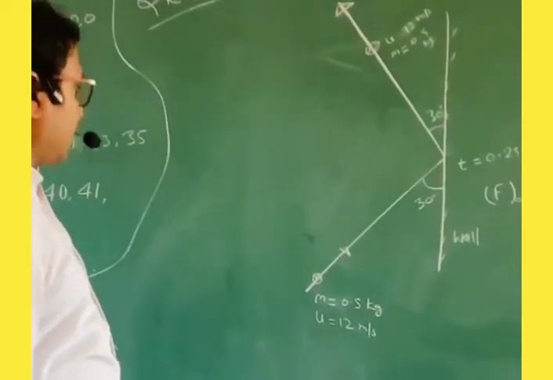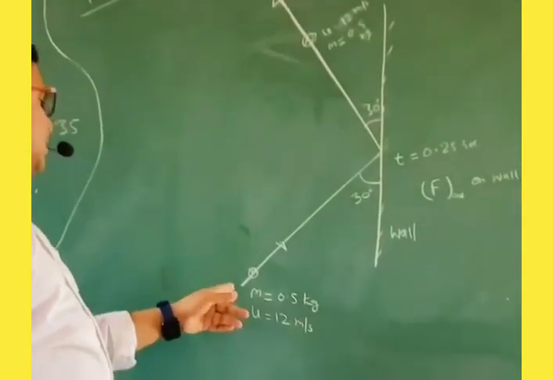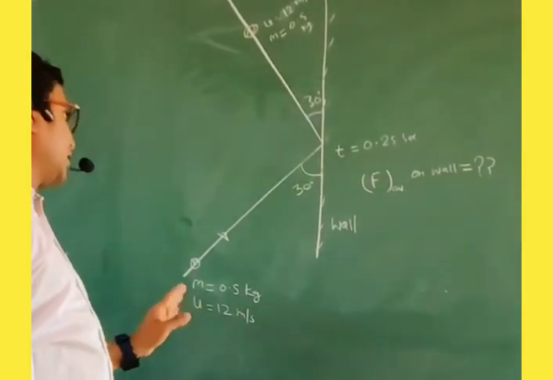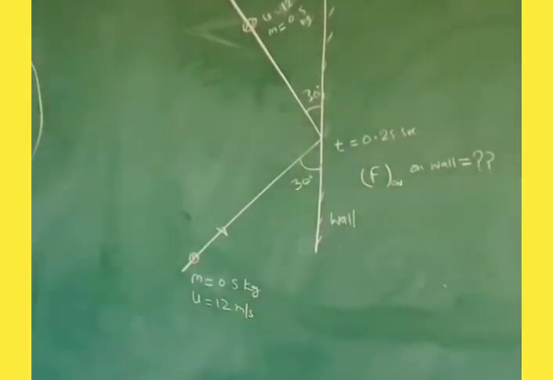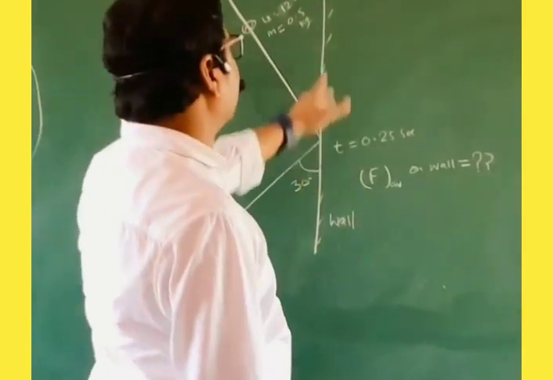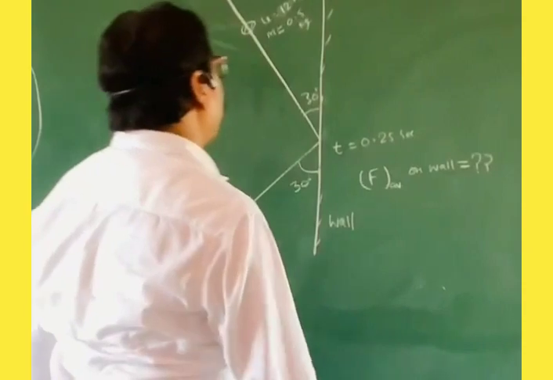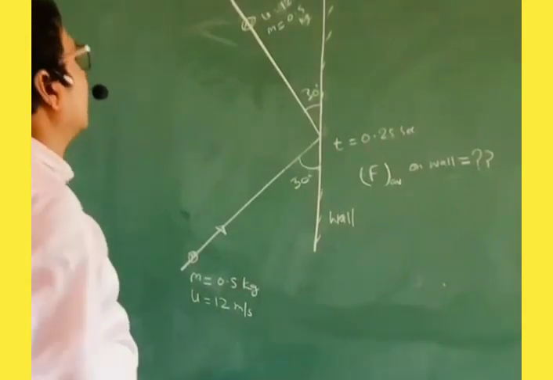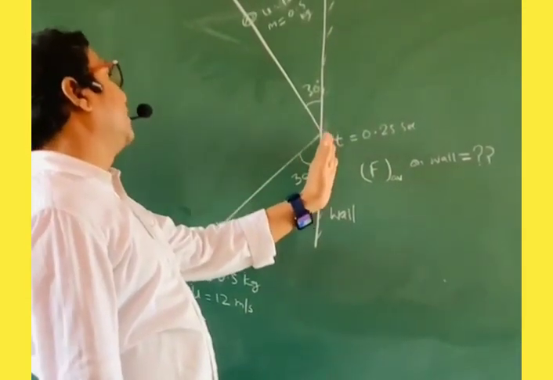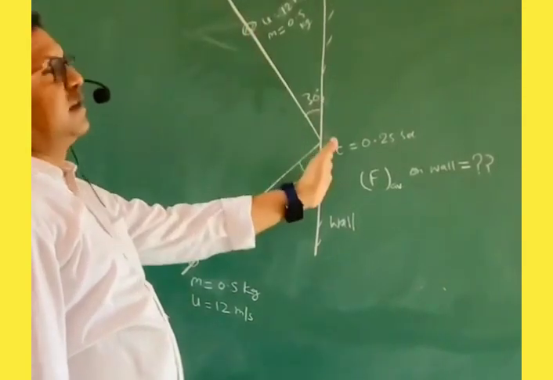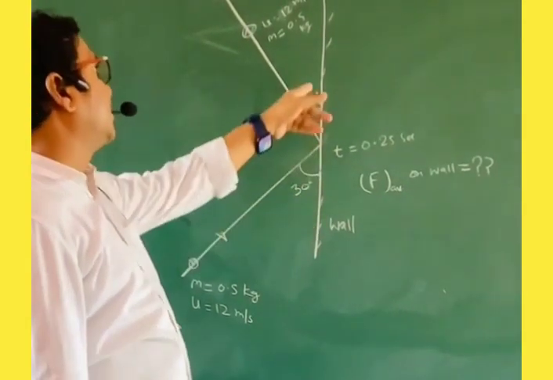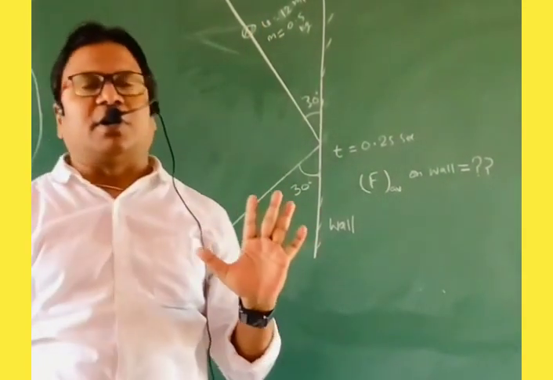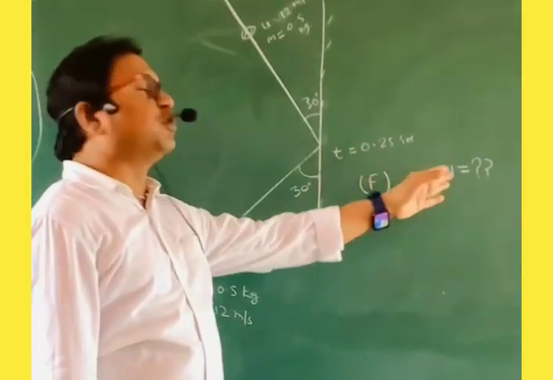So in this question, one object is there. This mass is 0.5 kg and its velocity in this direction is 12 meter per second, and it strikes the wall here. After striking, the contact time is 0.25 seconds, and it rebounds back along this path under symmetric condition. That is, this angle is 30, this is also 30, this mass is this, and u is again 12. Okay. So in this question, they are asking what is the average force on the wall.